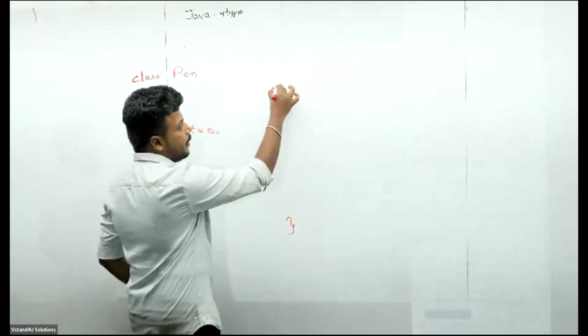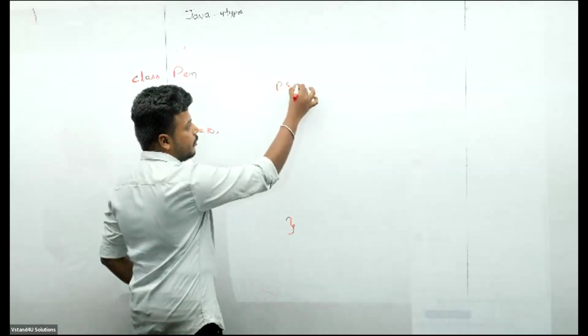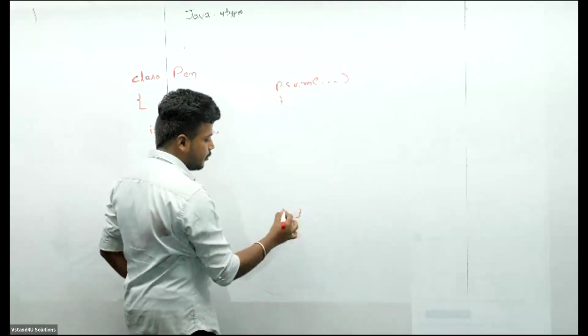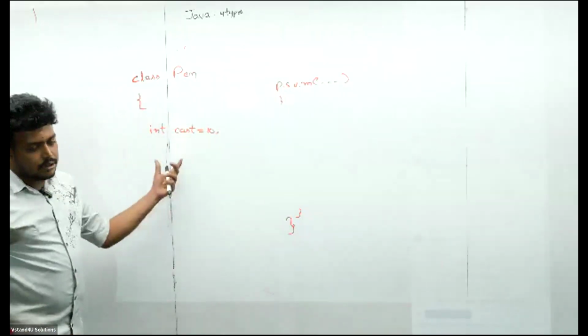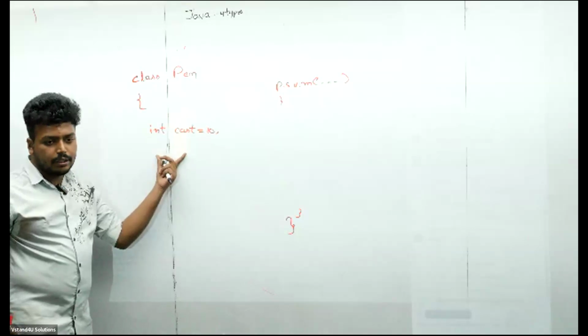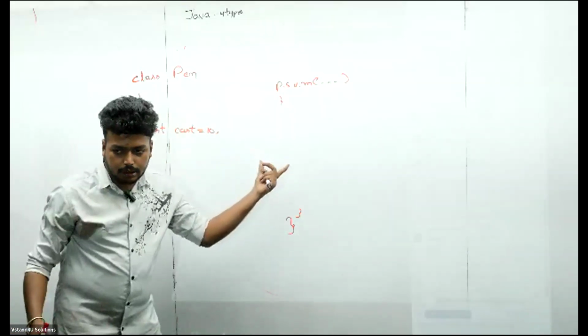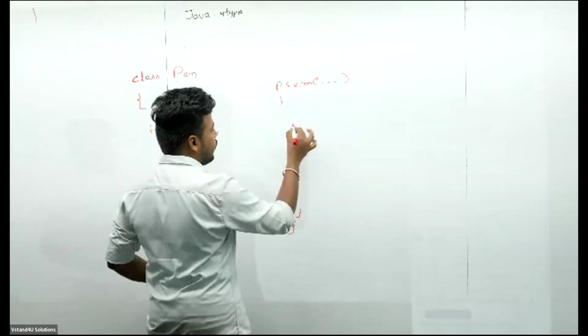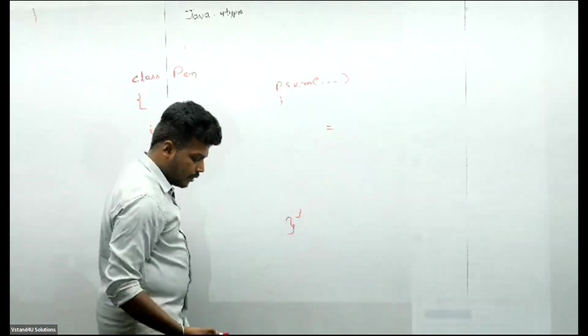Here I'm creating a main method. This is the main method. When it is non-static, if I want to print this value, I should create an object. How to create the object?